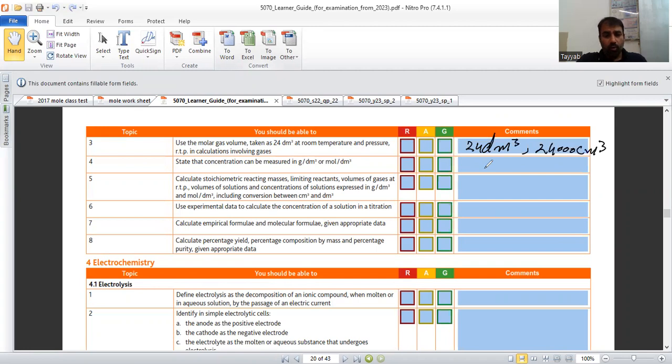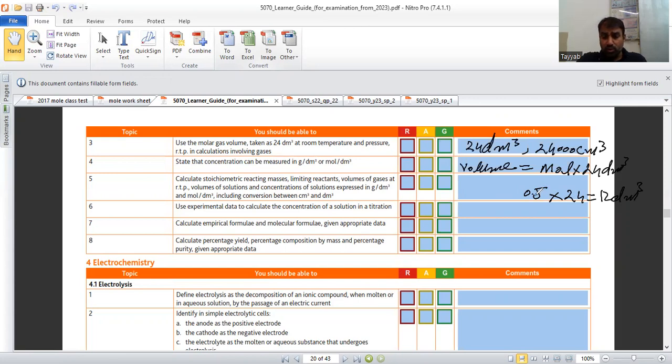Molar gas volume means the volume of 1 mole of gas. So what is the formula for the volume of gas? From this definition, we can conclude volume is equal to moles multiplied by 24 dm cube. Again, if it is 1 mole, the volume of gas is 24 dm cube. If it is 0.5 mole, 0.5 multiplied by 24 is equal to 12 dm cube. If you are given the number of moles, you can calculate the volume of gas.